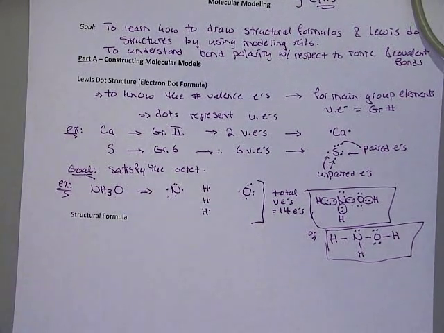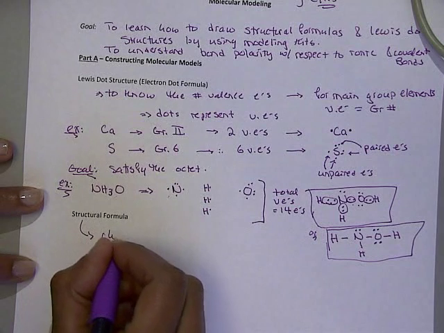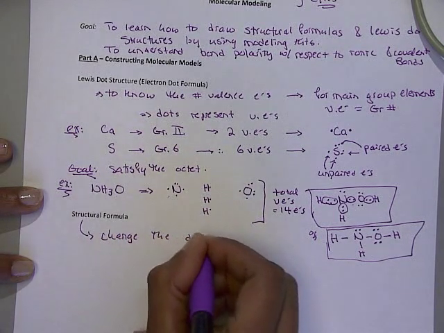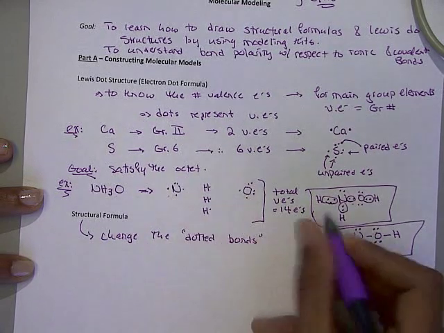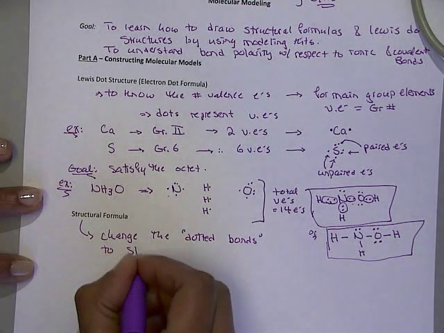Another goal of part A is to draw the structural formula. So when we say draw structural formula, we're basically saying change the dotted bonds. And when I say dotted bonds, this is what I mean by dotted bonds. You want to change these dotted bonds to straight lines.